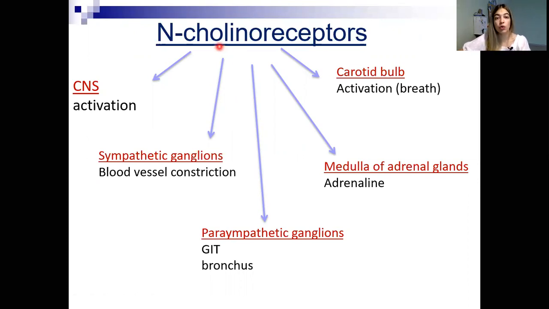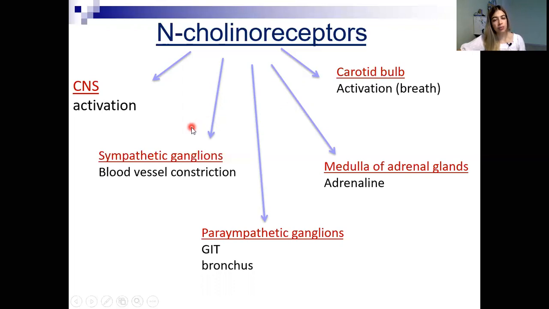Nicotine-sensitive cholinereceptors. Where are they located? They are located in the CNS and responsible for the activation of CNS, in the carotid bulb that also activates and brings some reflex. For example, it can stimulate the breath or it can stimulate the heartbeat. So this is a powerful reflex zone in our body. If we stimulate something there, we have many reflex responses.